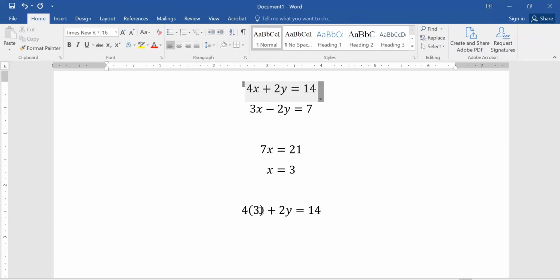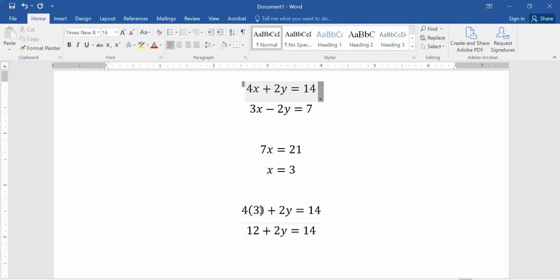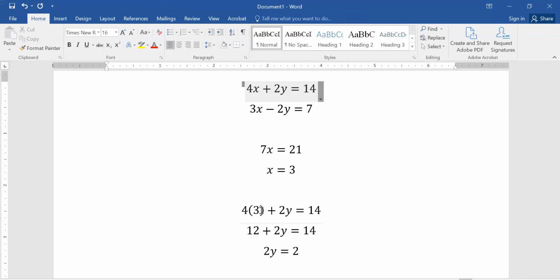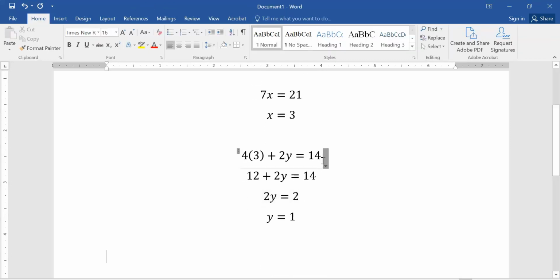Now we can solve this equation. 4 times 3 is 12, plus 2y is equal to 14. Subtract 12 from both sides, we get 2y is equal to 2. When you divide by 2 on both sides, you end up with y equaling 1. Now notice what we've done. We've come out with an x value and we've come out with a y value. So we know the solution to this system of linear equations needs to be the point (3, 1). All right, so the solution would be the point (3, 1).